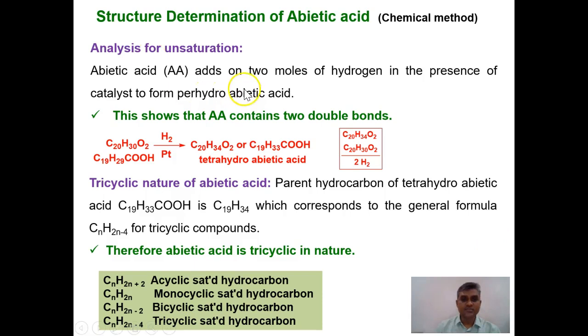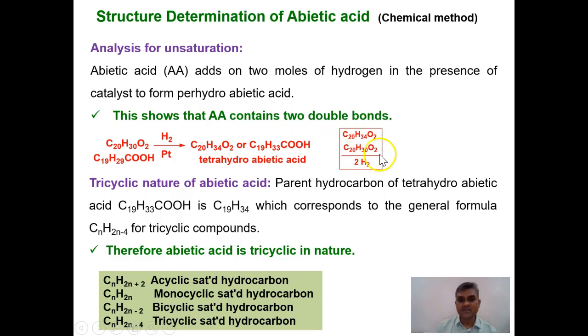Now let us switch over to the analysis of unsaturation. We have to prove how many double bonds it contains. For that, abietic acid is subjected to hydrogenation. On hydrogenation, abietic acid forms tetrahydroabietic acid, and its molecular formula can be written as C20H34O2. If we subtract the molecular formula of abietic acid from that of tetrahydroabietic acid, we find that abietic acid has consumed 2 molecules of hydrogen. Since it has consumed 2 molecules of hydrogen, abietic acid contains 2 double bonds. In this way, we have accounted for 2 degrees of unsaturation in abietic acid.